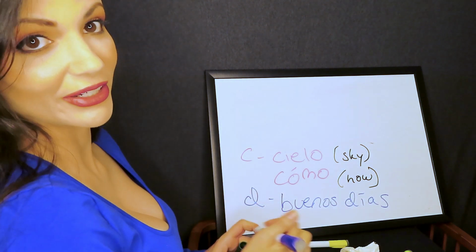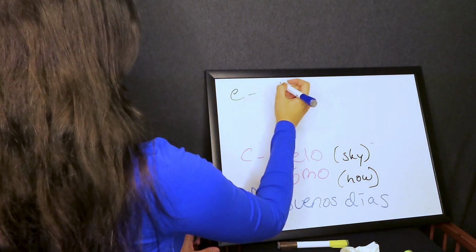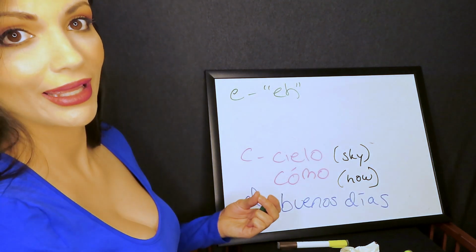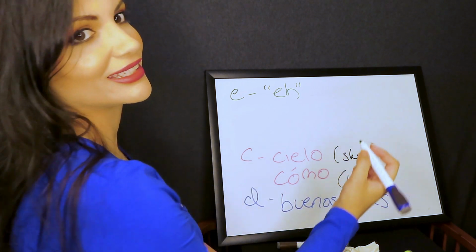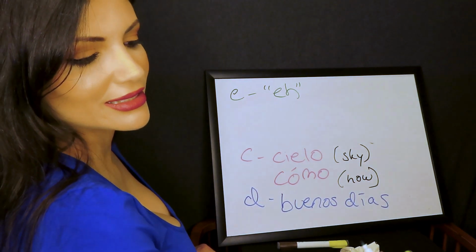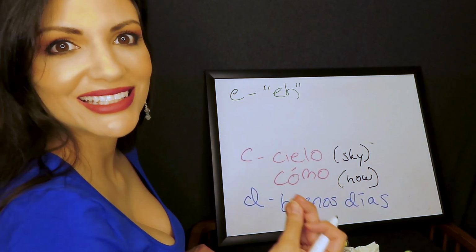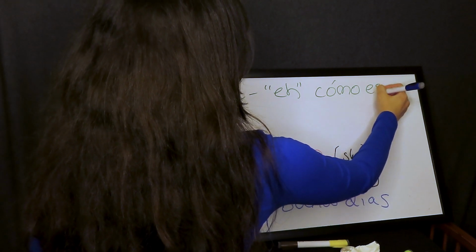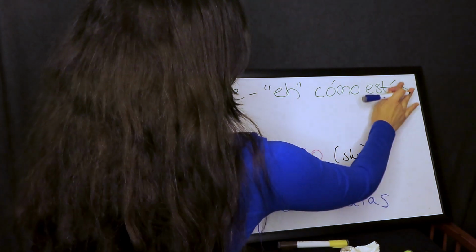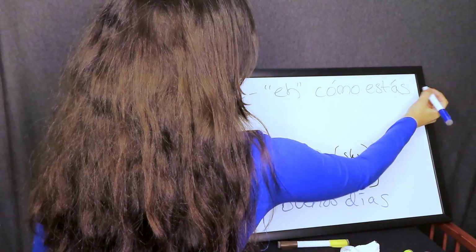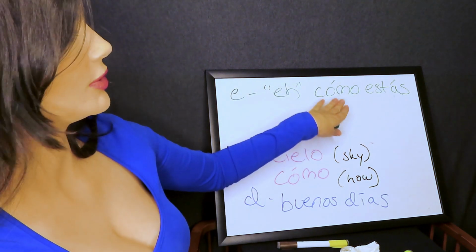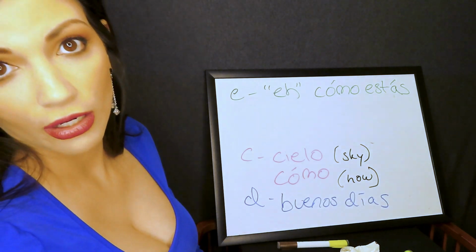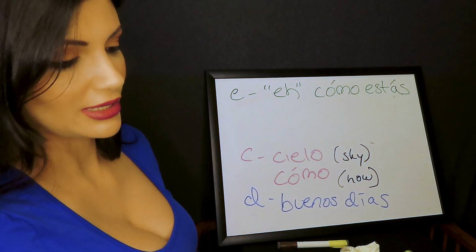Next is the letter E, which is pronounced like E, and an example is the phrase ¿Cómo estás? Don't worry too much about these accents over the letters just yet. They aren't changing the pronunciation.